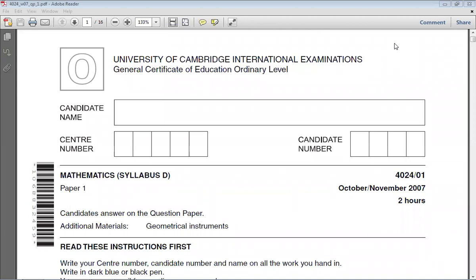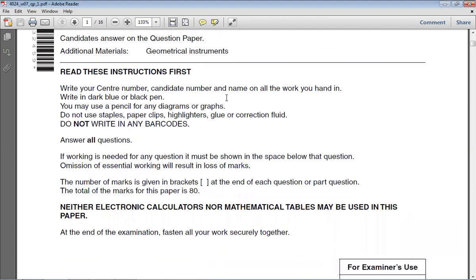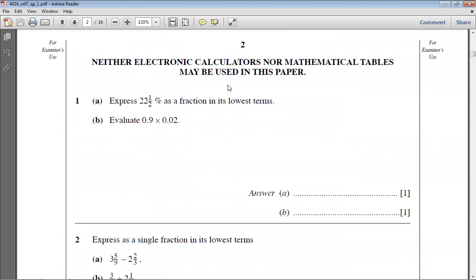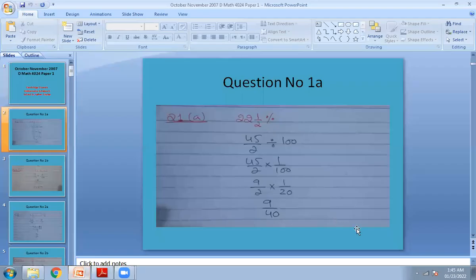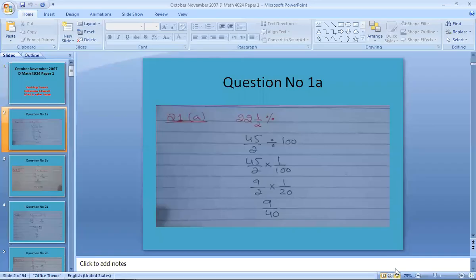So my dear students, you can see that we have selected October-November 2007, paper 1. The time allowed is 2 hours. We call it paper 1. So let's start this paper. Calculator is not allowed in this paper. So the first question is showing up on your screen. It says, express 22 whole 1 by 2% as a fraction in its lowest term. And the B part is evaluate 0.9 multiply 0.02. So these are two questions. Each question is of 1 mark. Let me show you how I have this.